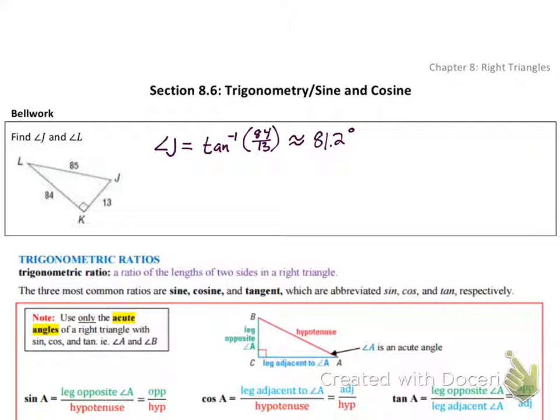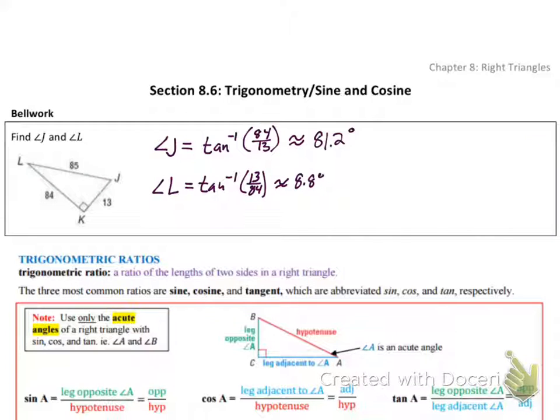All right. Can someone tell me how to set up angle L and also give me the answer? So you have to do two things. David. Angle L equals inverse tangent 13 over 84. And what does that equal? About 8.8.